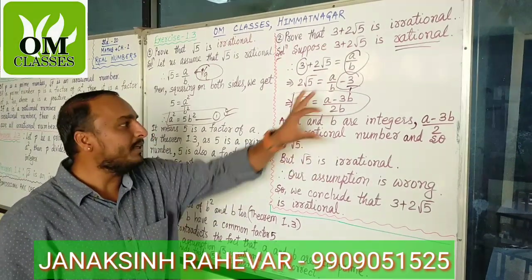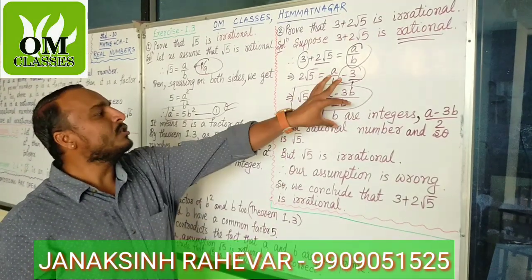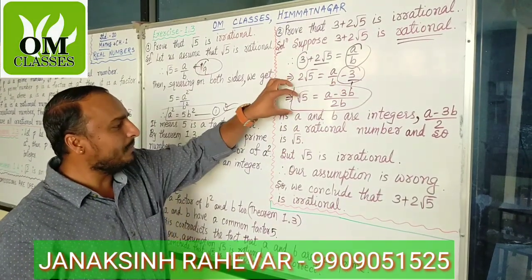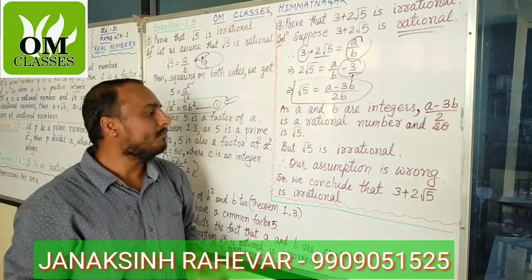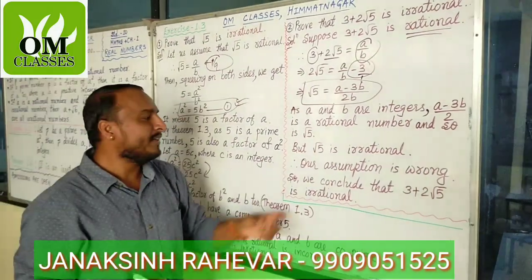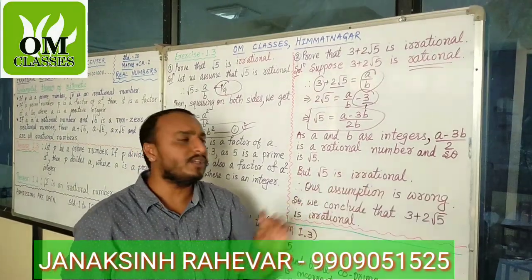और root 5 भी rational number है. जब ये rational है तो ये भी rational ही होगा because rational numbers can be equal. So जब ये rational है तो ये भी rational होगा. Means root 5 is rational. But we know that any prime number inside the square root is always irrational.